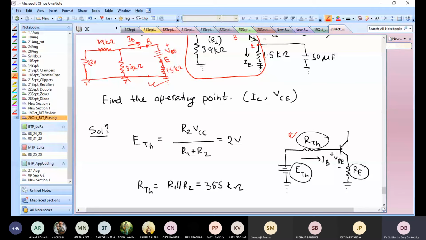And what is R Thevenin? Thevenin resistance is the resistance that you see when you look into this side. From the right, you are looking into these two terminals, this base and the ground terminal. Remove the voltage source by making it a short circuit, and then look leftwards. Whatever resistance you see is the Thevenin resistance. That is the parallel combination of 3.9 and 39 kilo ohms, and that is your 3.55 kilo ohms. So once you have that, you come up with this circuit.